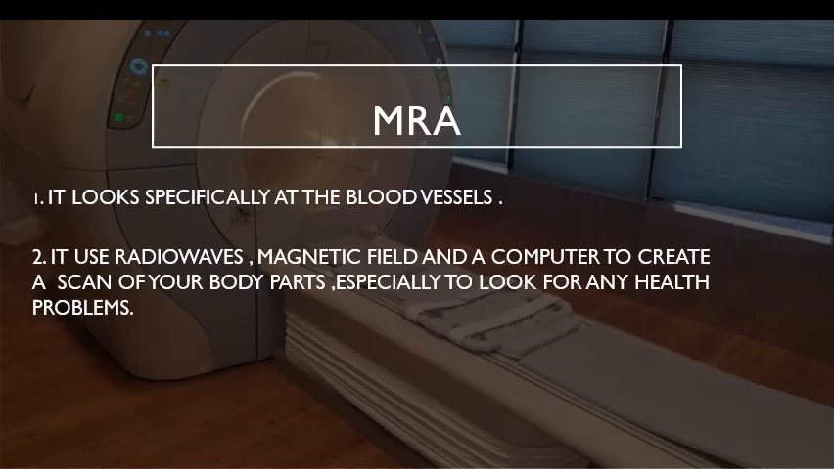So, MRA, magnetic resonance angiography. It is also a type of MRI. MRI is called magnetic resonance imaging. Both are different. MRA is magnetic resonance angiogram, which specifically looks at the body's blood vessels, whereas magnetic resonance imaging is used to produce detailed pictures of the inside of your body. It is also used to help diagnose or monitor treatments for a variety of conditions within the chest, abdomen, and pelvis.